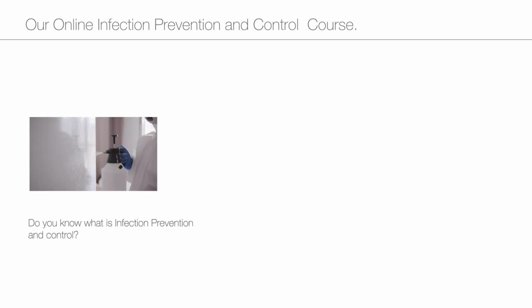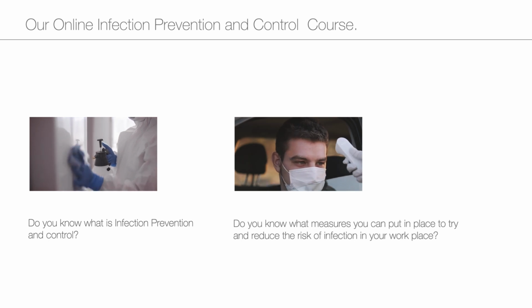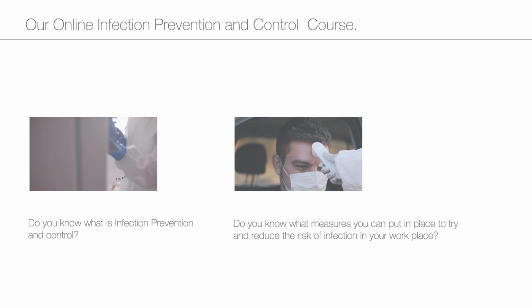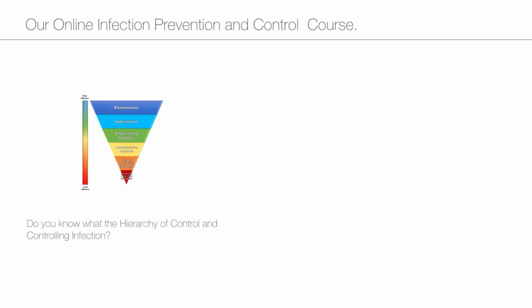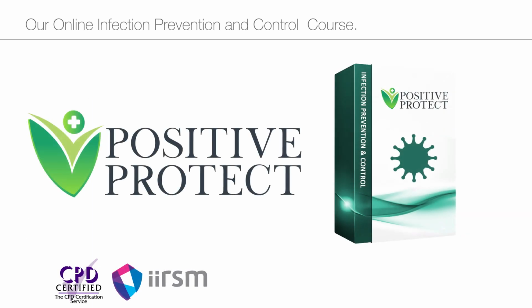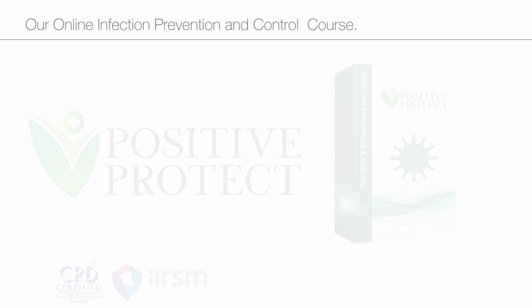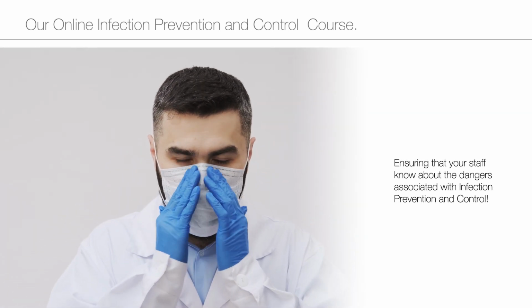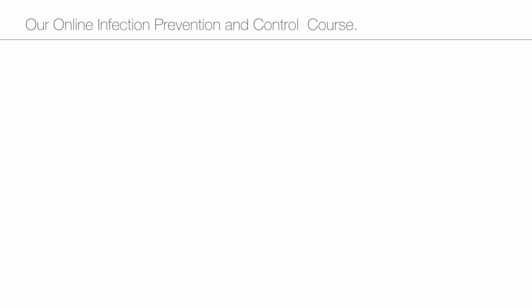Do you know what infection prevention and control is? Do you know what measures you can put in place to try and reduce the risk of infection in your workplace? Do you know what the hierarchy of control is in controlling infection? Well, if not, you're in luck, because our online Infection Prevention and Control training course can answer these questions and much more, ensuring that your staff know about the dangers associated with infection prevention and control.